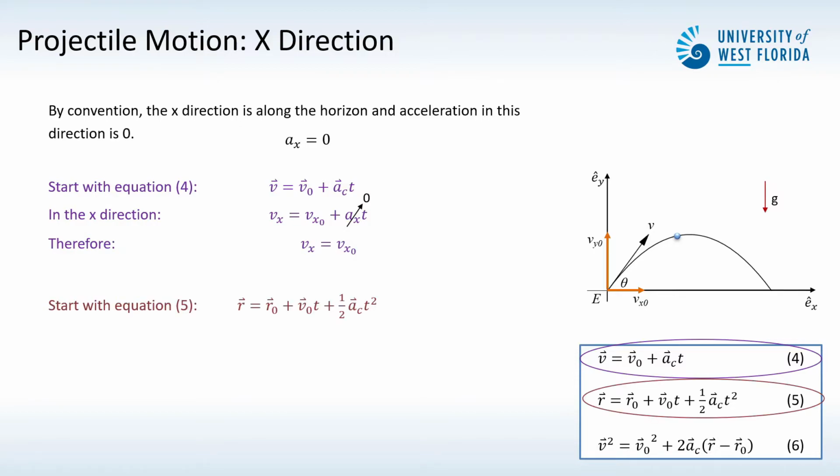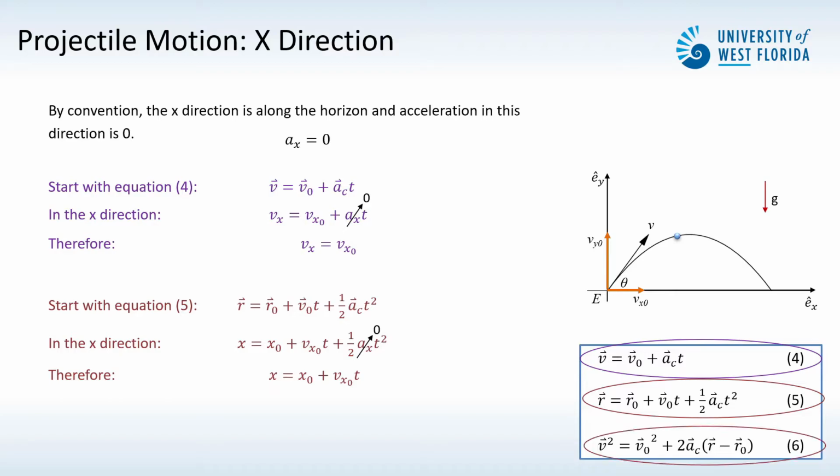Then, starting with equation 5 and writing it for the x direction only and setting acceleration equal to zero, we get a second equation relating position, velocity, and time. If you look closely at equation 6, you'll notice that it would give us the same result as equation 4.